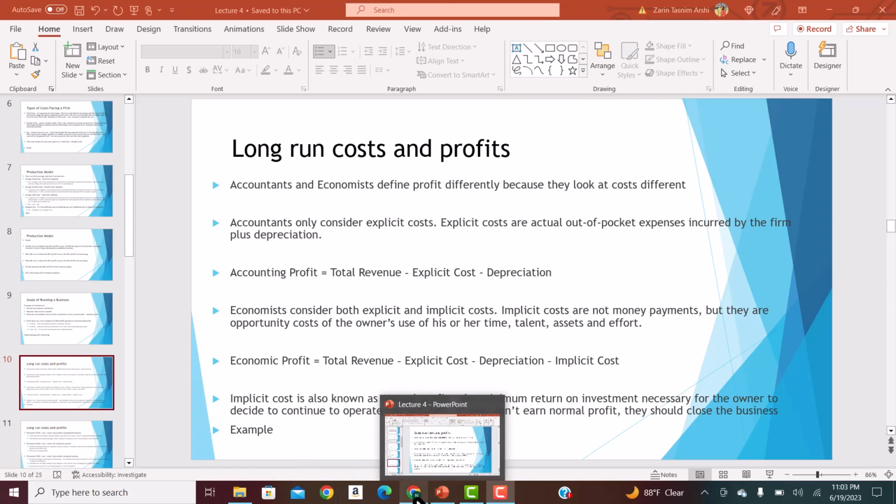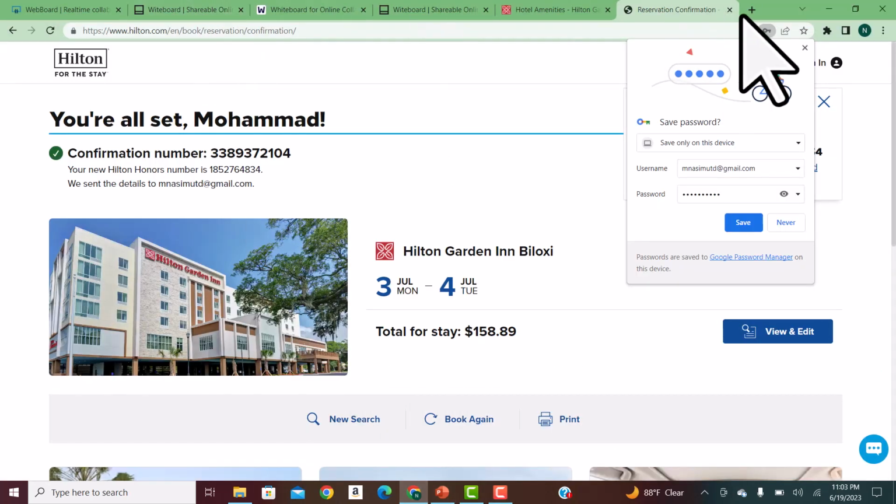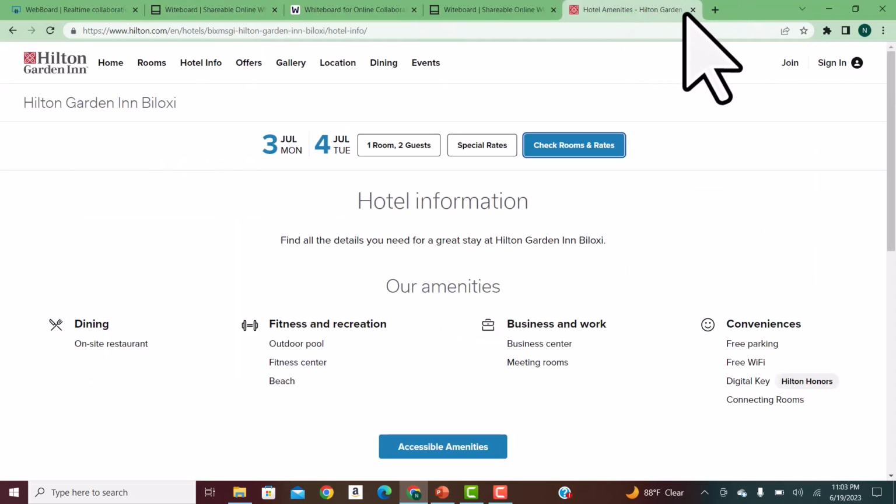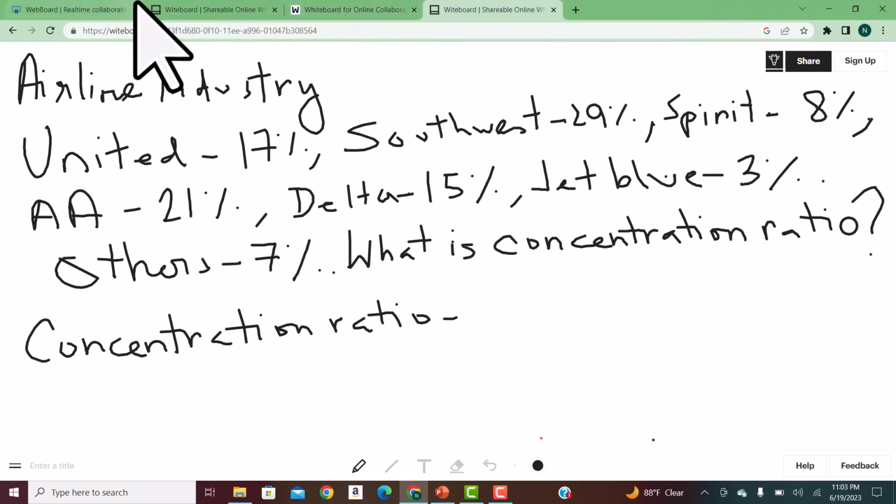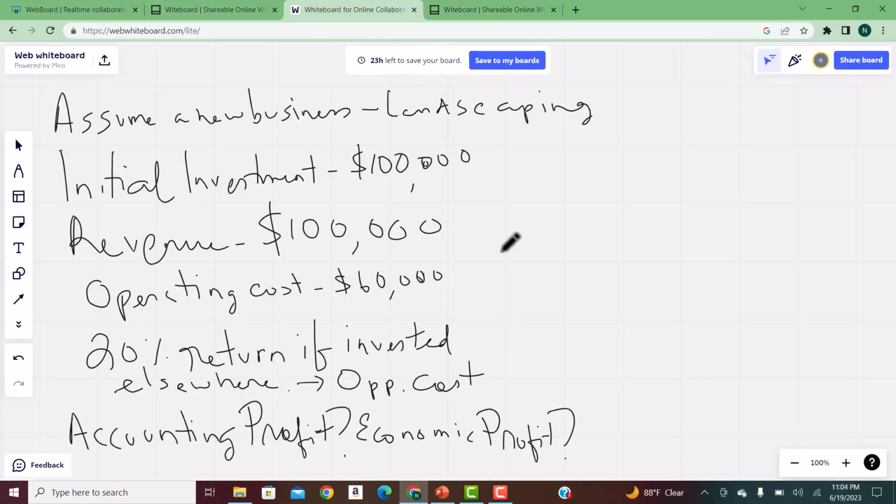So we are gonna do a quick example to show how we do this. Okay, so let's go to this example. Assume we are starting a new business, or assume we started a new landscaping business. Okay, so that's an example we're taking. We started a new landscaping business last year, and it took me 100,000 to start this business.